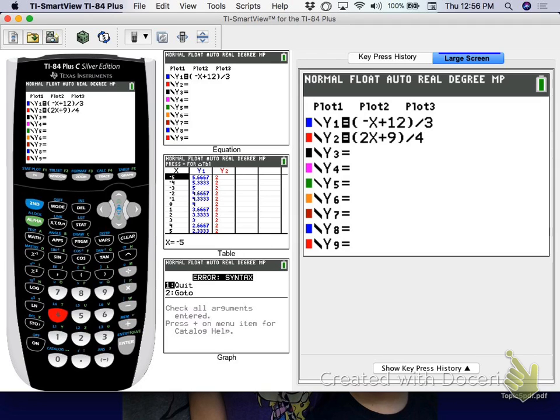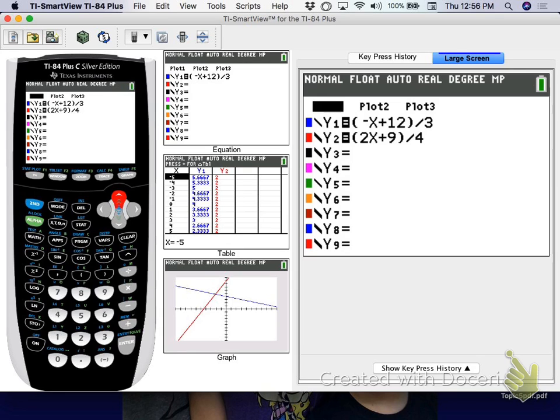Now, a couple things you want to make sure up at the top here that the word plot is not lit up, because otherwise it may not graph for you correctly. If for some reason your calculator won't let you graph 2 equations at the same time, let me know. Sometimes there's another program that's running in the background that causes you to not be able to do that. So we hit graph.